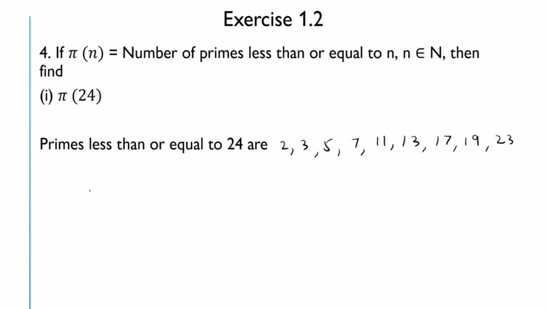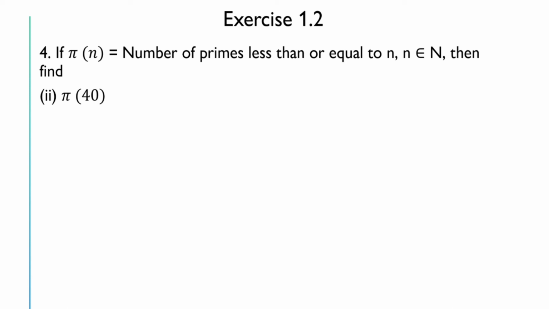So pi of 24 is the number of prime numbers less than or equal to 24. So it will be 1, 2, 3, 4, 5, 6, 7, 8, 9. So it is equal to 9.